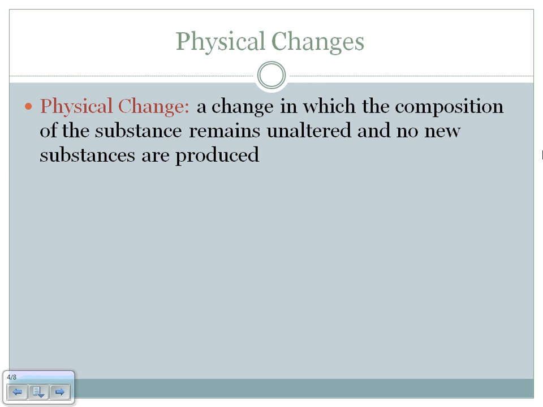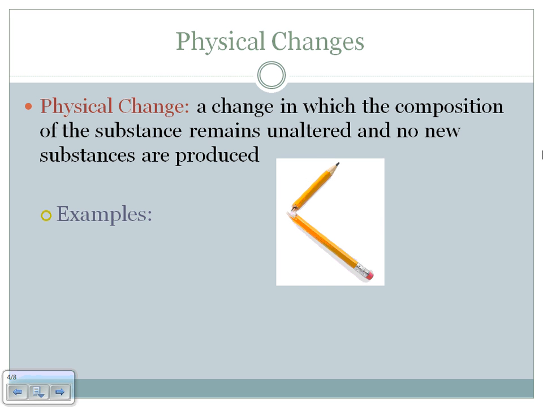All right, so physical changes, therefore, are a change in which the composition of the substance remains unaltered and no new substances are produced. So, examples. If I break a pencil in half, it's a physical change. It's still a pencil, it's still made of wood and lead, but now it's just broken into two pieces. So breaking.